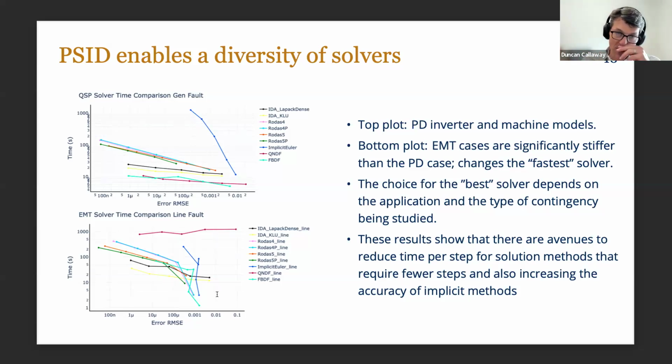And so it enables us, as systems evolve and as we start looking at different types of dynamic phenomena, to continue benchmarking and verifying what is the right solver to be using, rather than being locked into a particular commercial solver. You can see that the solver with the lowest simulation time for the quasi-static phasor versus EMT differs based on what type of solve you're trying to do, what type of dynamics you're trying to capture, as well as what types of error you're striving for. So the best solver depends on the application and the type of contingency being studied.